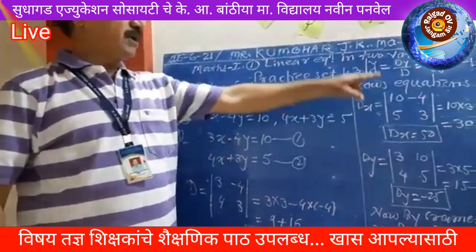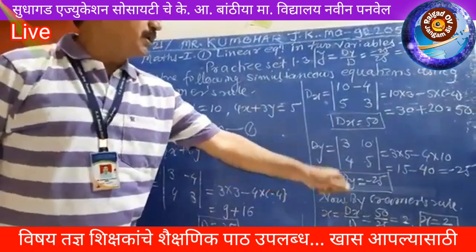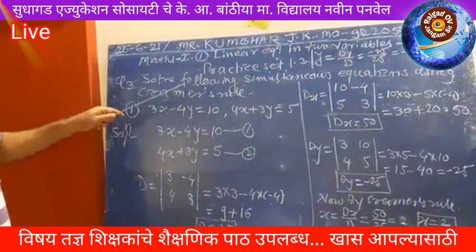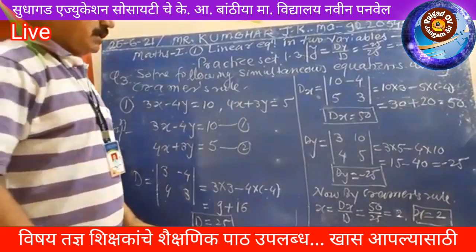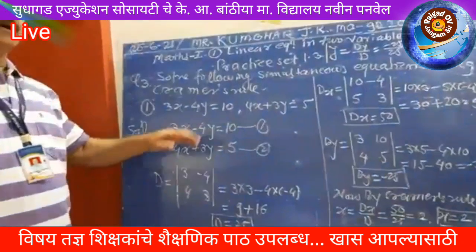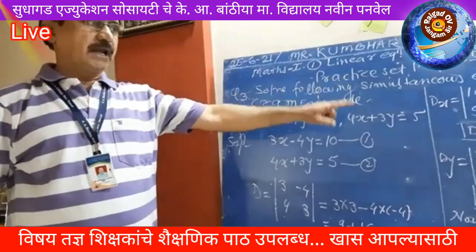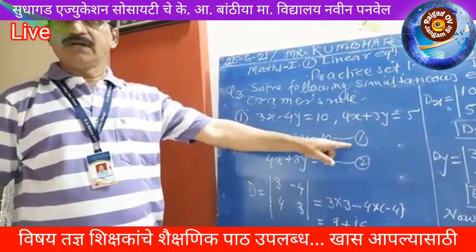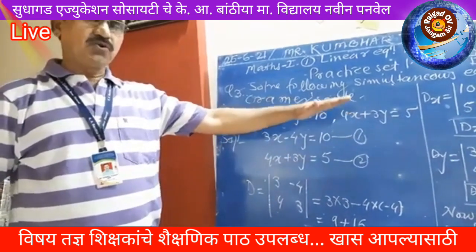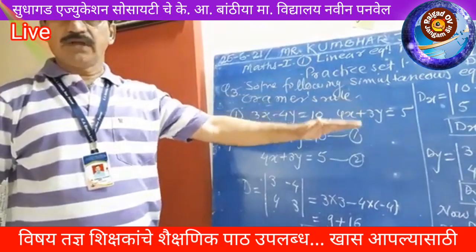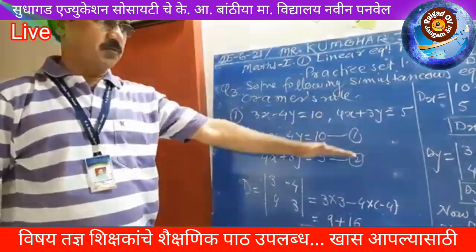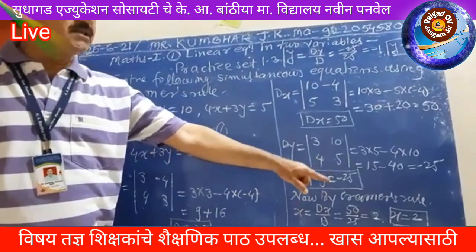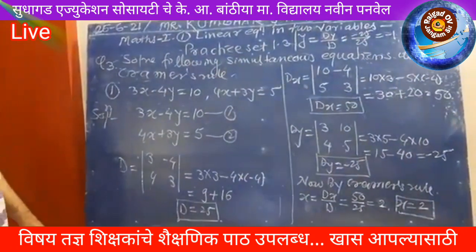x is equal to 2 and y is equal to minus 1 is the required solution of this simultaneous equation by Cramer's rule. Now, any doubt in this example? Write the answer according to the example. In board exam, semester and prelim also, how to write the answer? Here you should write: solution is x, y is equal to 2, minus 1.